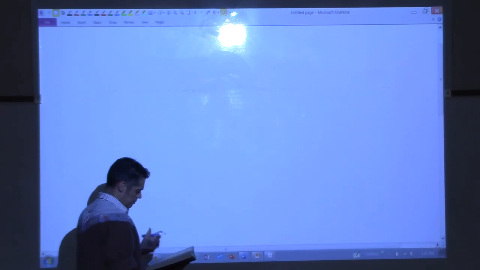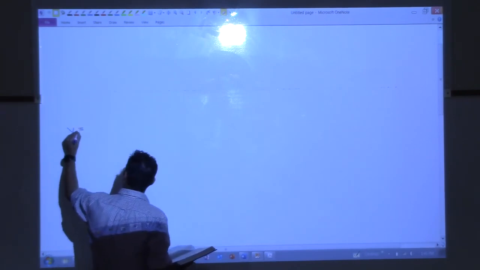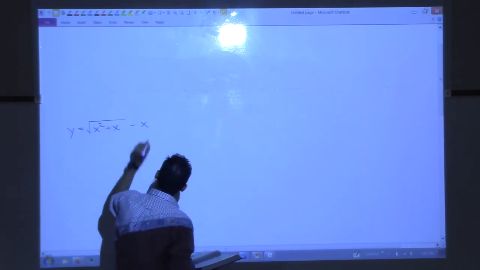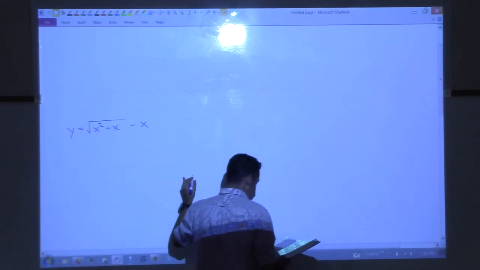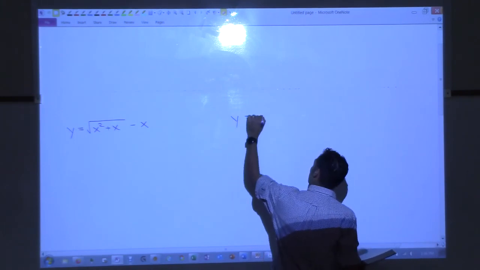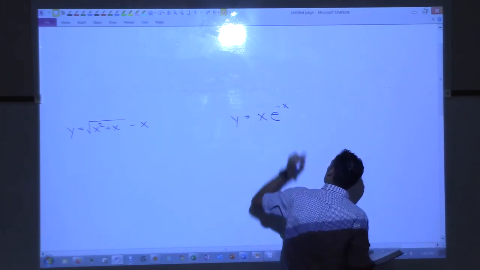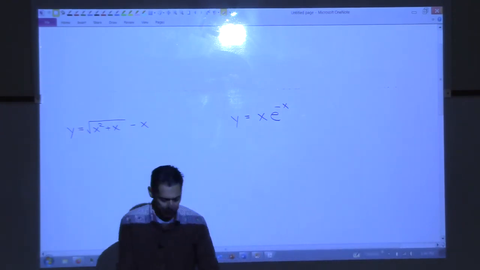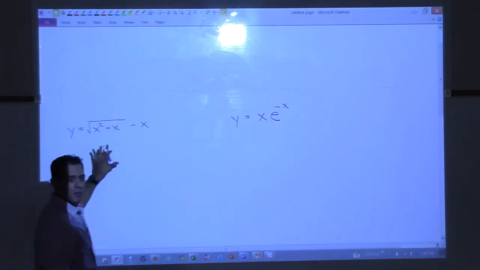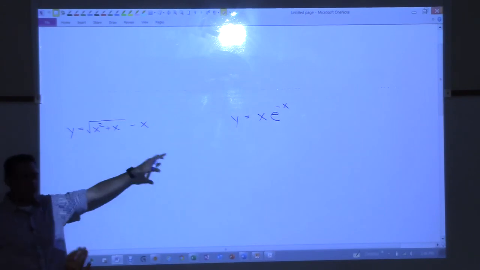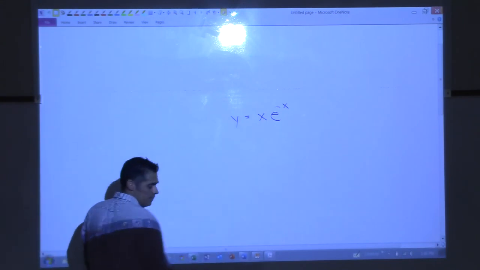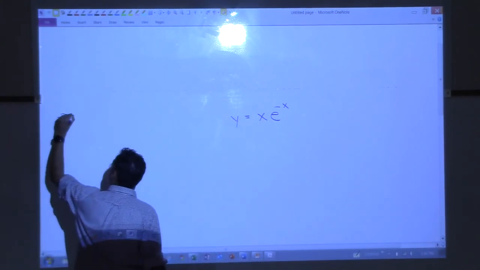I'll let you choose. You get to choose between these two. A: y equals the square root of x squared plus x minus x. And the other option I'll give you right now, B: y equals x e to the negative x. A or B? So how many of you want A? B? Okay, we'll do B first. If we have time, we'll do A later. Okay, so let's do this one. I'll call it f of x.